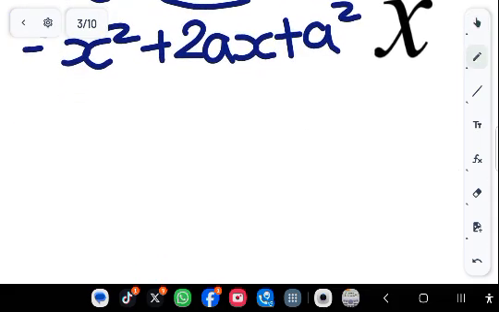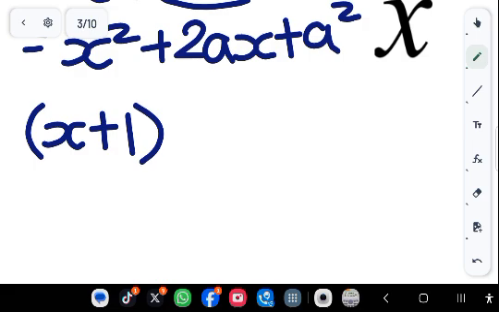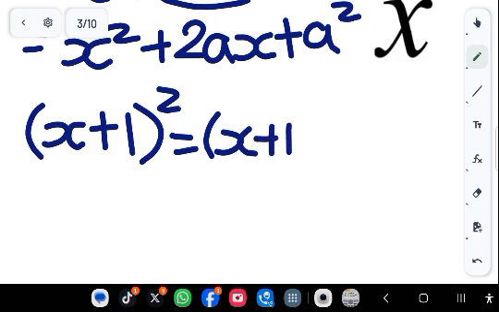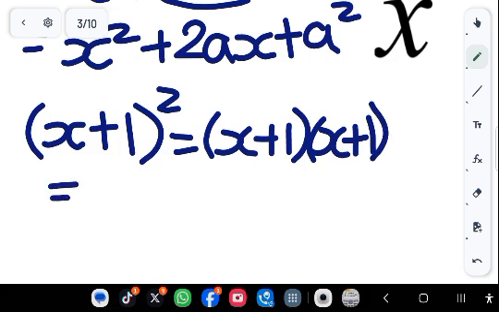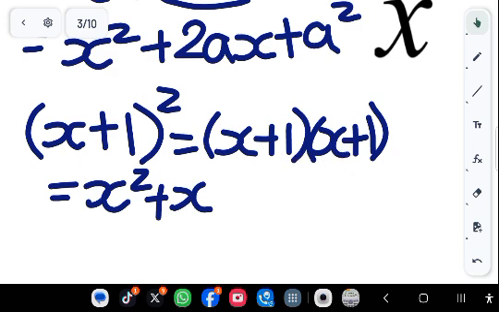Take x squared plus 2x plus 1. This is gotten when we multiply x plus 1 all squared, which gives us x plus 1 times x plus 1, which then gives us, using FOIL, x times x, that is x squared. Next, x times 1, that is plus x. Next, it's 1 times x, that is x.